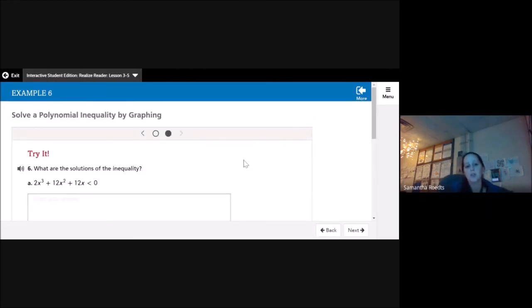All right, so let's try it. What are the solutions of the inequality 2x cubed plus 12x squared plus 12x is less than 0? So I'm going to go ahead and factor out an x. Actually, I'm going to factor out a 2x. So I get x squared plus 6x plus 6. Okay. So that's 2x, and then x plus 1, x plus 6. So that means x equals 0, -1, and -6.